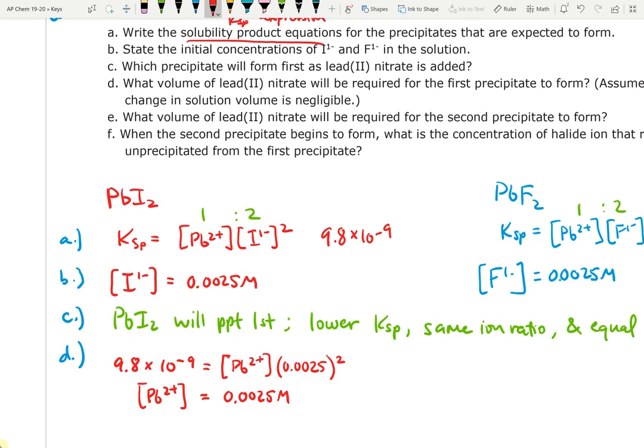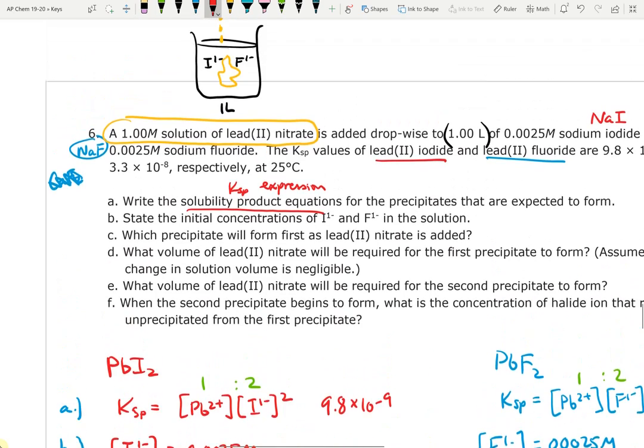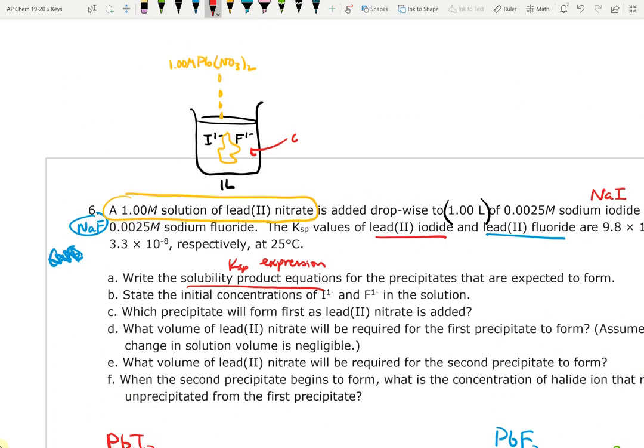Oh, pardon me, I made a mistake. It was 0.0016. I looked at the wrong line on my key here. So the lead concentration required to hit that threshold and begin precipitating will be 0.0016 moles per liter. That's the concentration we're going to have to reach in here, 0.0016 mole per liter lead. At that point, the concentration will be enough to start forming precipitate with the iodide.